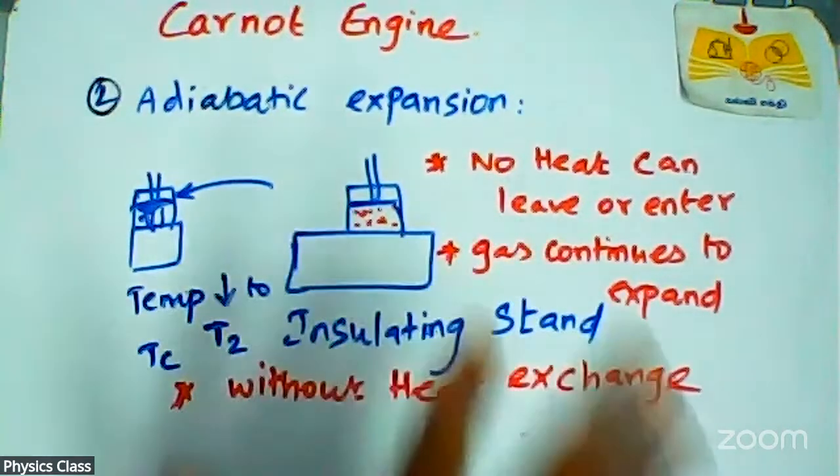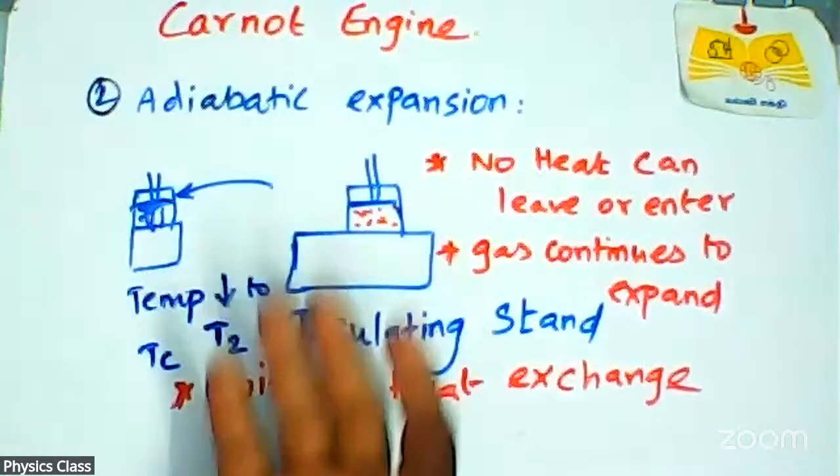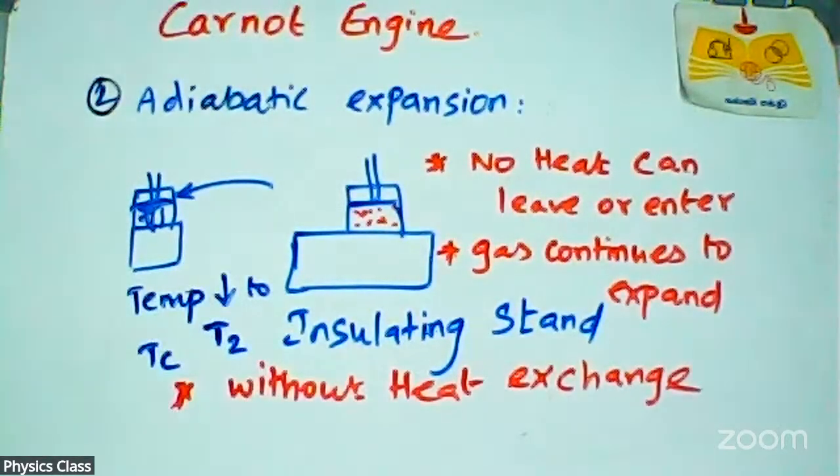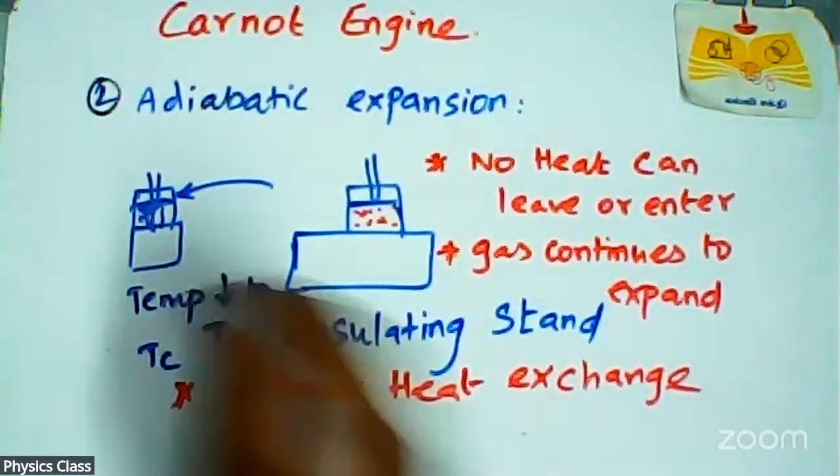The engine is still working, but it is cooling down, and it has done work. This is adiabatic expansion. The cylinder is placed on the insulating stand. The piston is allowed to move out as the gas expands adiabatically. There is no heat exchange. So volume increases, V2 to V3.